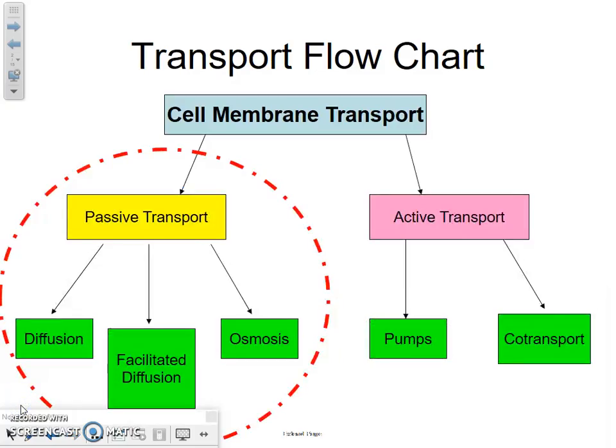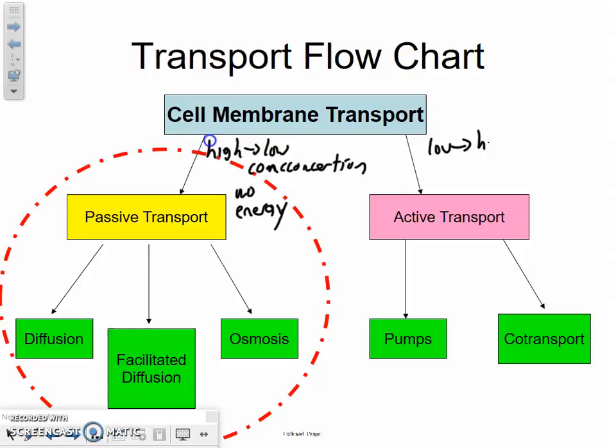There are two types of transport. For the next week or so, we're going to be focusing on passive transport. Passive transport is when substances move from high to low concentration. I can spell concentration. And they use no energy to do so. Active transport is when molecules move from low to high concentration. And to do this, they have to use energy in the form of what we learned in 9th grade, ATP.